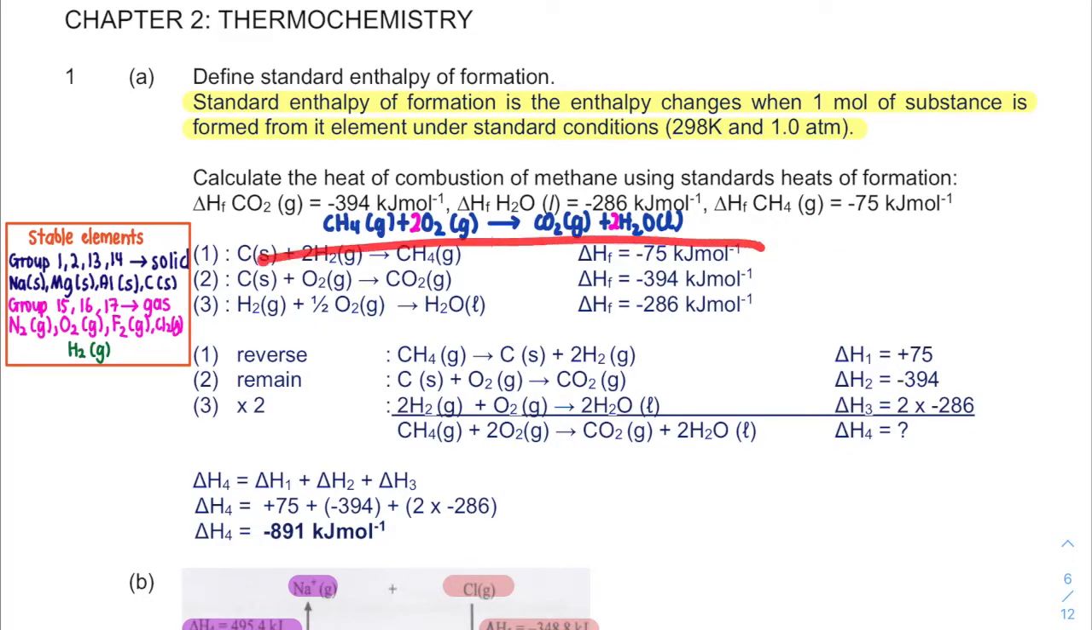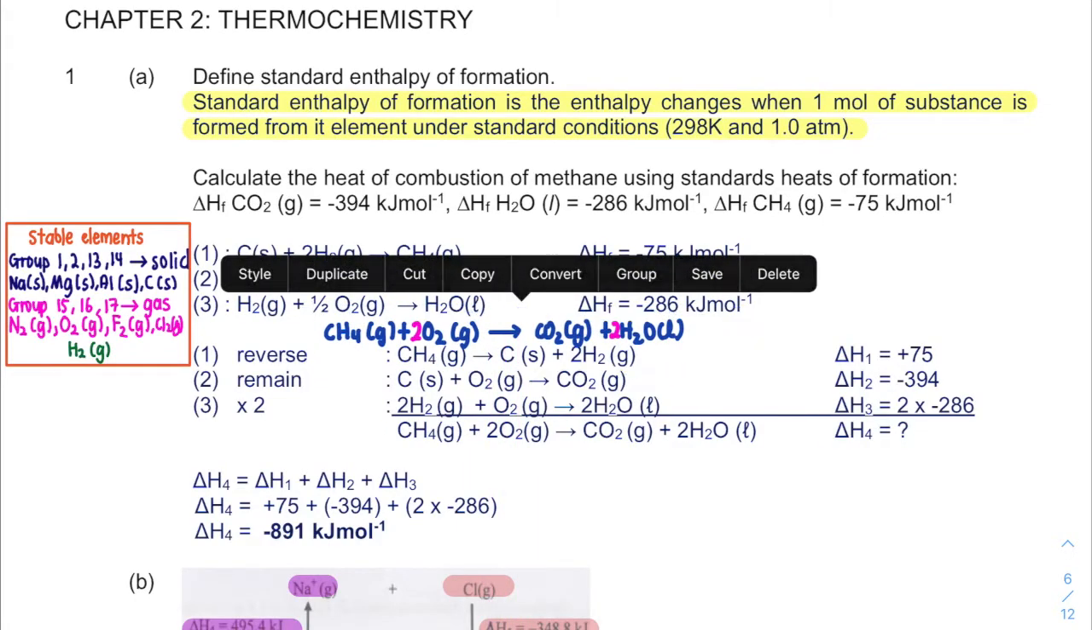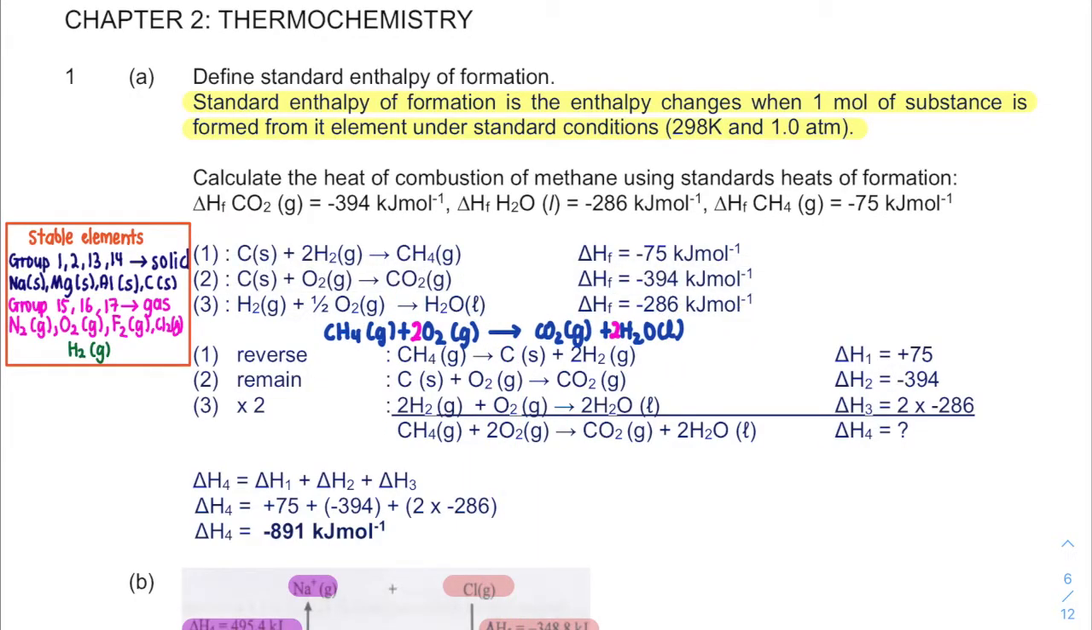From these equations, you have to rearrange to get the equation we want. As we can see, for example, in the first equation CH4 is on the product side, but in the equation that we want, CH4 is on the reactant side. So we have to reverse it. When we reverse it, the sign must also be reversed, so from negative we become positive.